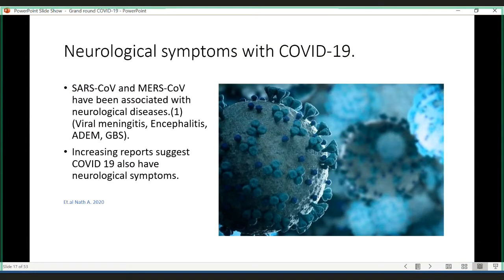So we talked about how the virus can get entry to the CNS and some of the potential mechanisms of damage. Now, what are the neurological symptoms with COVID-19? Since the start of the pandemic, scientists and doctors started to fear that this virus can also be associated with neurological symptoms, since prior pandemics with coronaviruses had been associated with neurological symptoms, including viral meningitis, encephalitis, ADEM, GBS, and others. And since the pandemic started, multiple case reports, case studies, and cohort studies have proven that COVID-19 is also associated with neurological symptoms.